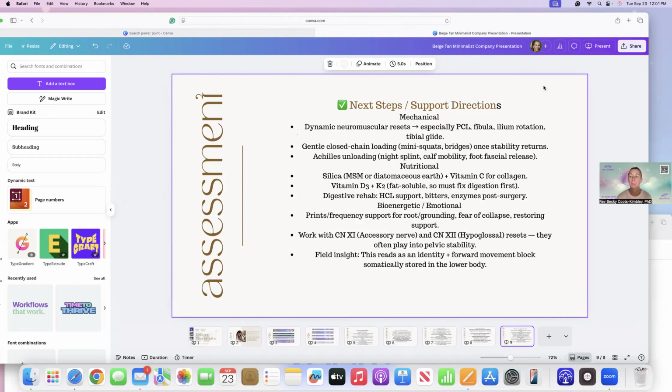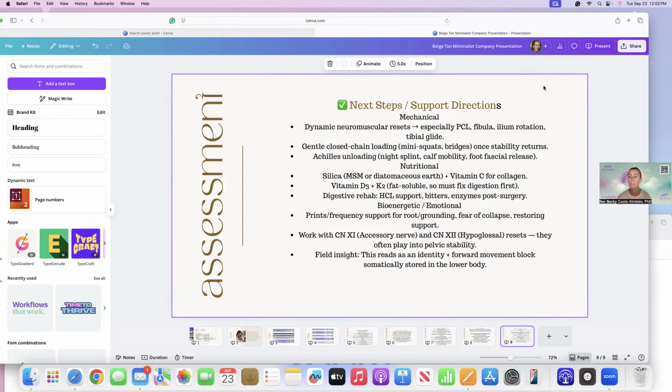Some supplements that we could recommend would be silica, some diatomaceous earth or MSM, vitamin C for collagen, the vitamins D3 and K2. Also make sure you're getting magnesium. Digestive rehab: obviously we're not doing HCl because of the stomach issues, but we are switching to enzymes throughout the day or even bitters. We could do some frequency support for the root, some grounding, frequencies that have to do with fear of collapse, not being supported.